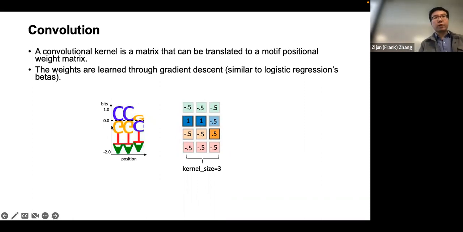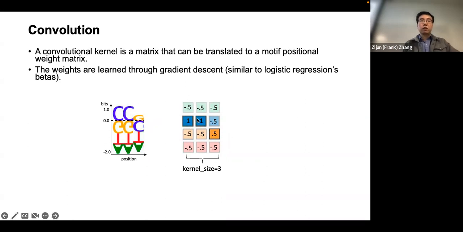Typically in genomics, this type of information is called sequence motifs, because we are expecting a certain order of the DNA letters along this DNA sequence. The actual probability distribution of observing different DNA letters is called the positional weight matrix. There is a one-to-one correspondence between a motif positional weight matrix and a convolutional kernel. So in this particular case, this CCG motif can be translated into a kernel matrix that may look like this.